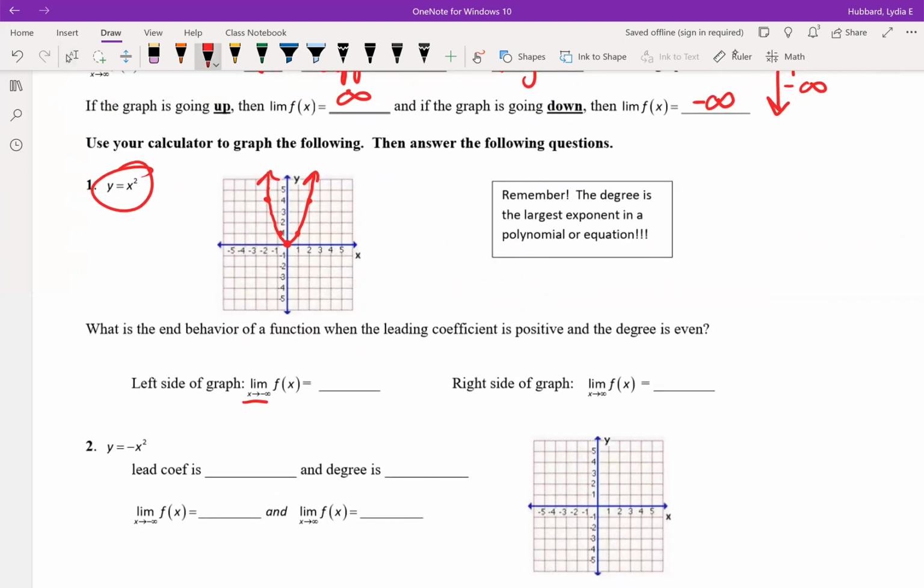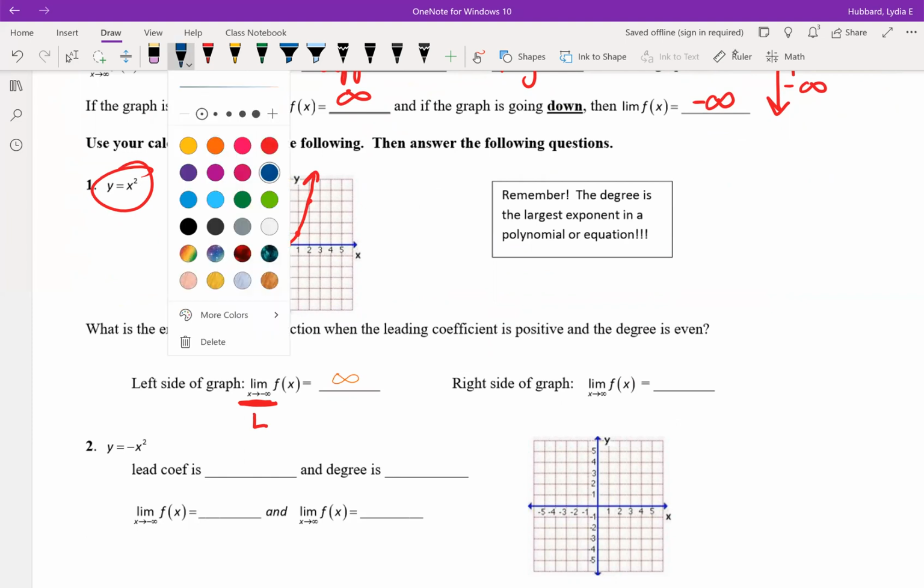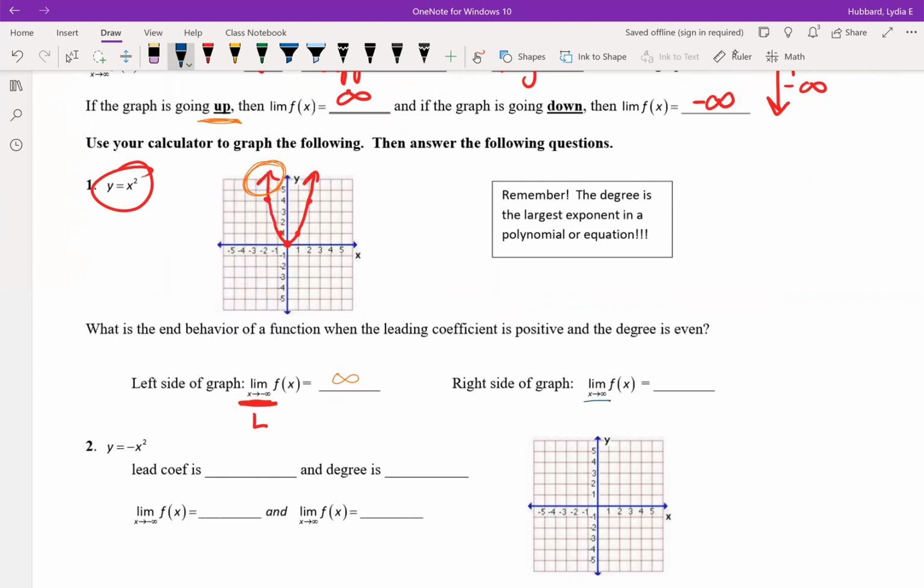So it's saying as x goes to negative infinity, again, that's on the left side of our graph. So that's happening right here. Our graph is going up. So because it's going up, it's going to infinity. And then as x is going to positive infinity, which is on the right side of our graph, again, our graph is also going up. So our graph would again be going to infinity. And so that is how we would write the end behavior.